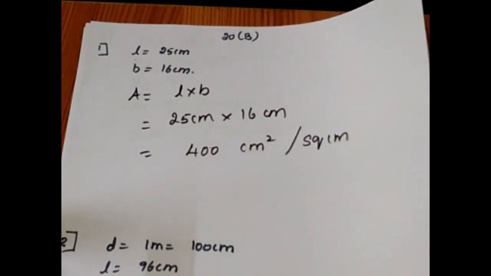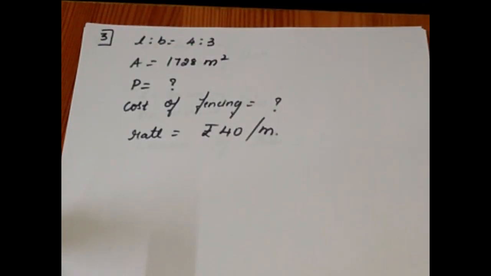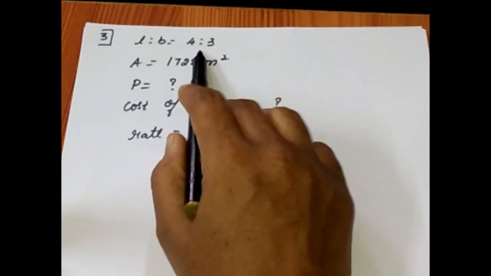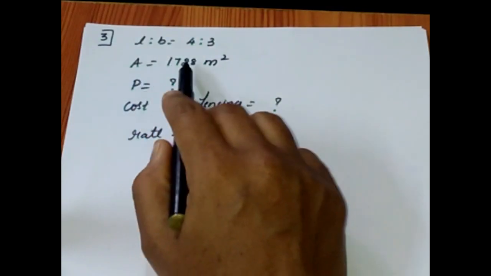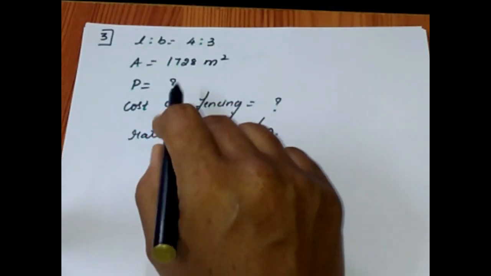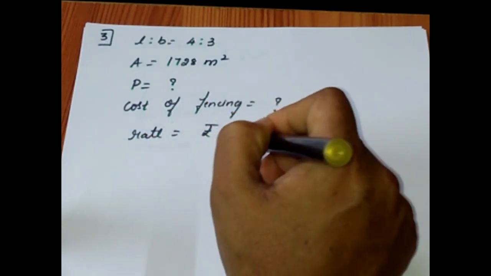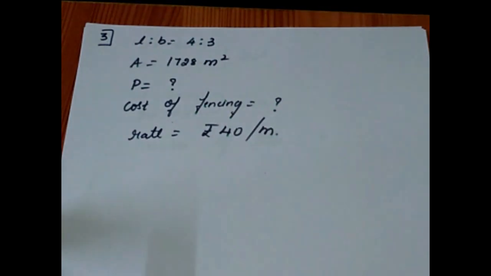One is in meter, other one is in centimeter. So we are going to leave that problem and straight away we'll move on to question number 3. The sides of a rectangular park are in the ratio 4:3. If the area is 1728 square meter, find its perimeter and cost of fencing at the rate of rupees 40 per meter. Understand the question, children.